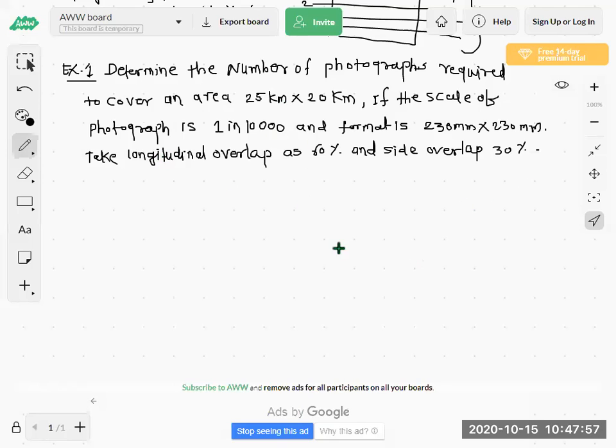But our assumption is what, 50 to 70%. Sorry, what we have to assume? Longitudinal overlap 50 to 70%. In that range you have to assume, and side overlap 20 to 30%. So that we have to assume. As an engineer you have to assume 60% and 30%.